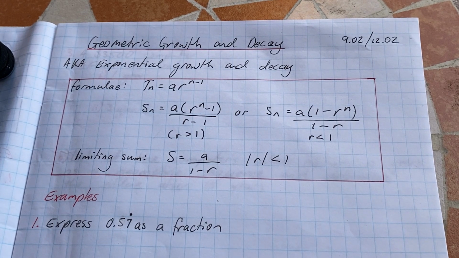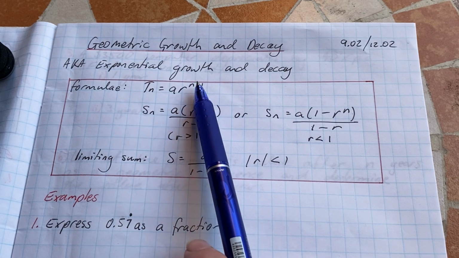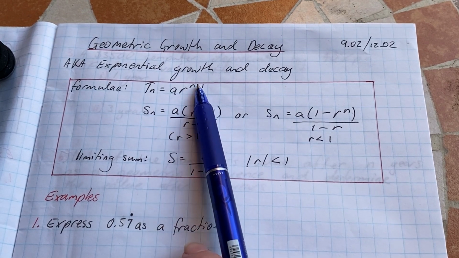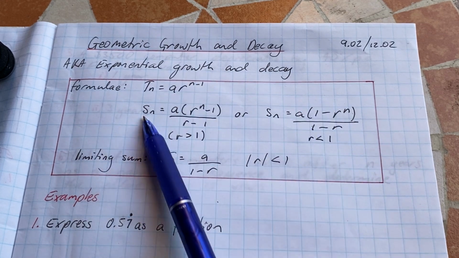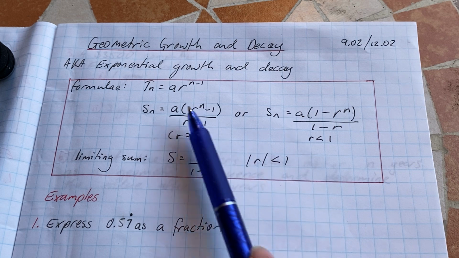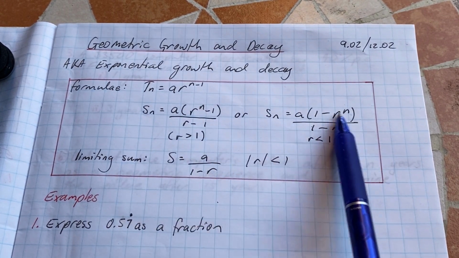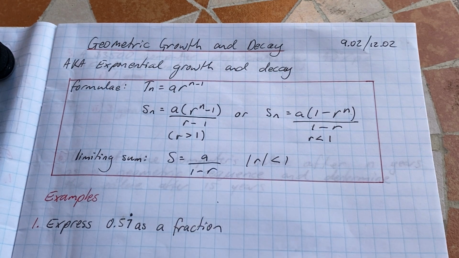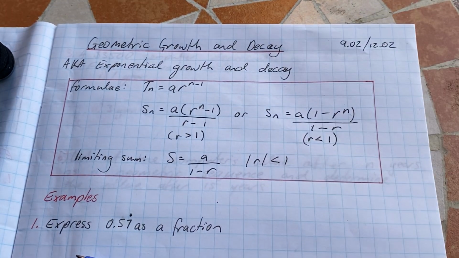This video is about geometric growth and decay, also known as exponential growth and decay. Because there's n in the power, I've got some number to an unknown power. So these are the formulas we learnt when we did geometric sequences and series earlier. So we've got the T_n formula, ar to the n minus 1. We've got the S_n formula, depending on whether our r is greater than or less than 1.